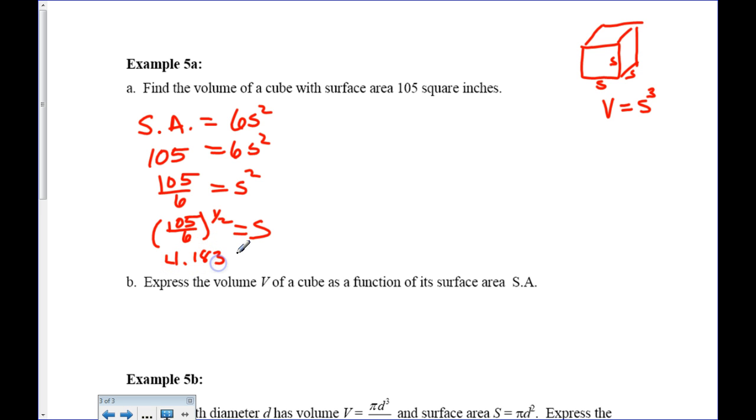that ends up being 4.183 equals S. Wait, why do we have to have a 3? Oh, you don't. I just took it out. Okay. So what is my volume then? It would be 4.18 cubed. Yep, 4.18 cubed. What is S? S is the length of a side. Okay, so that would end up being 73.21 inches cubed.